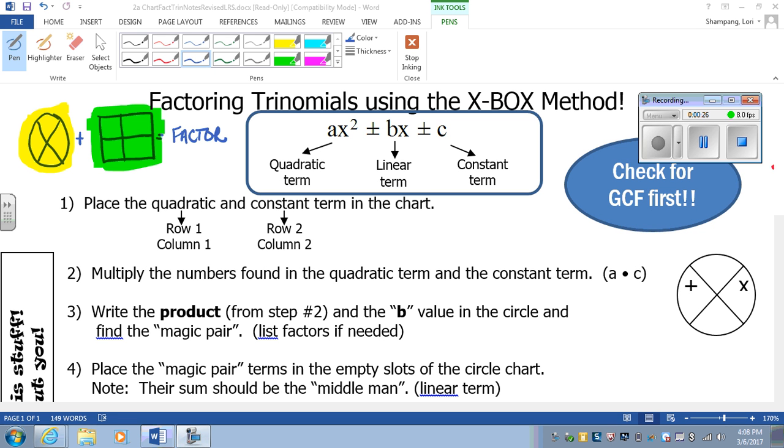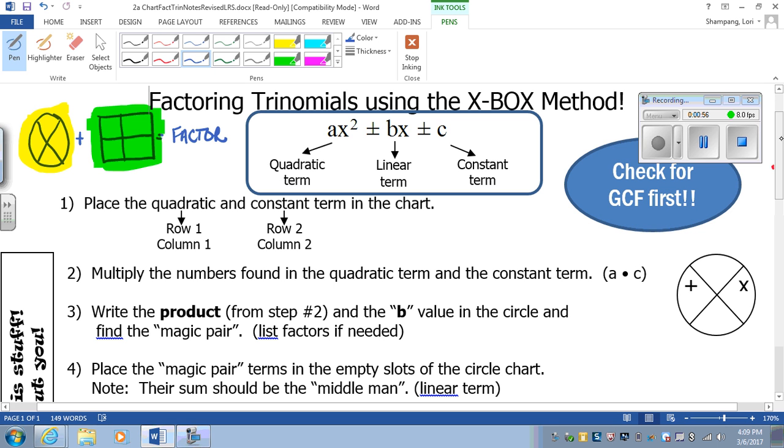We're going to use two resources to help us factor. One is the X inside the circle. So that's where I'm getting the X from, or the X box is this circle with the large X inside. We're also going to use a box that has the space for 4 numbers or 4 terms inside. So the combination of the X with the box is going to help us to factor trinomials.